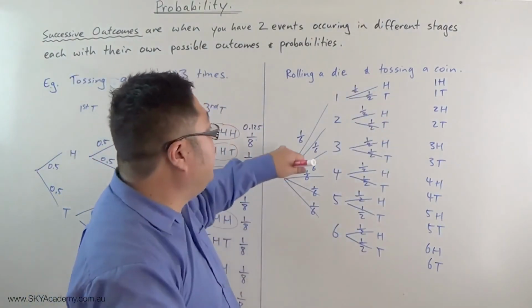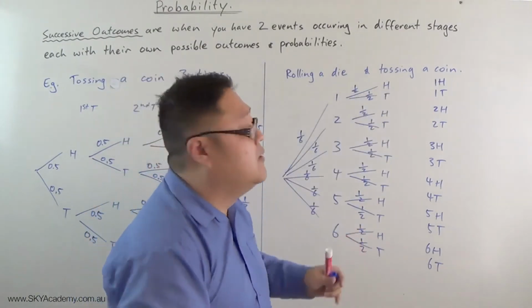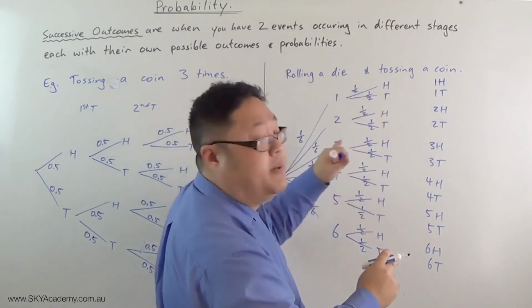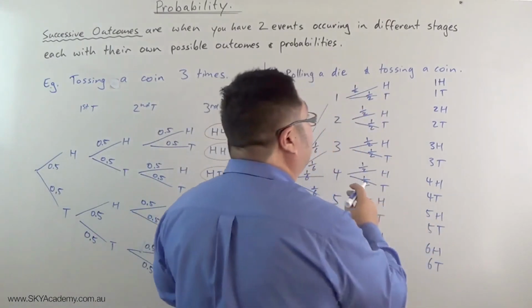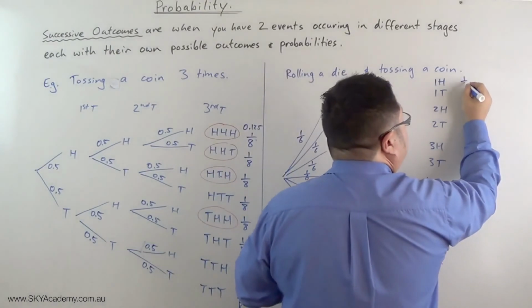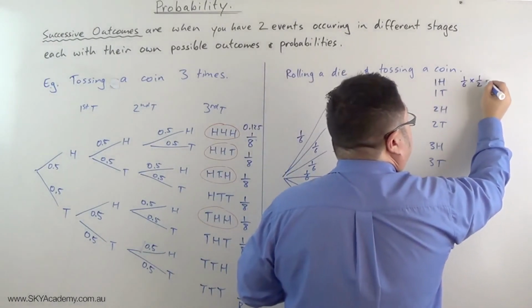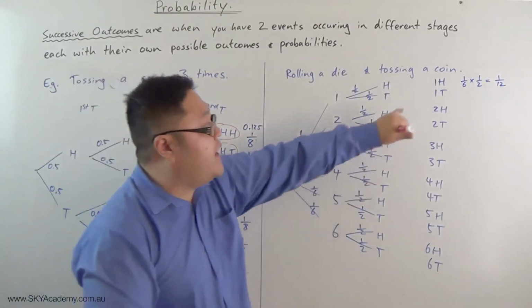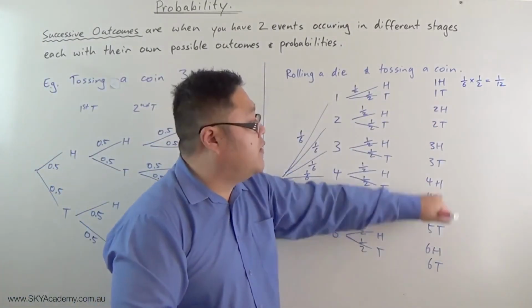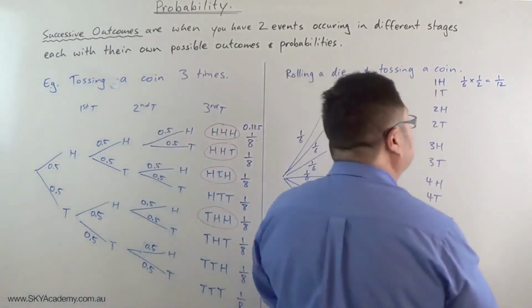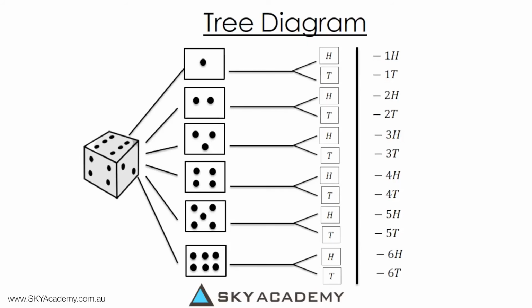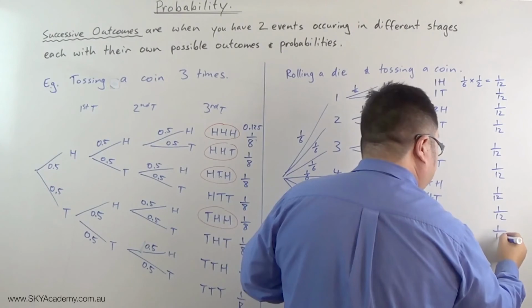So the probability of rolling a 1 and a heads will be 1 out of 6 times 1 out of 2, because we're going to employ what we call the multiplication principle. So it's 1 out of 6 times 1 out of 2, which is 1 out of 12, right? And you will find that because we've got 12 outcomes here, each of those will have a probability of 1 out of 12, okay?